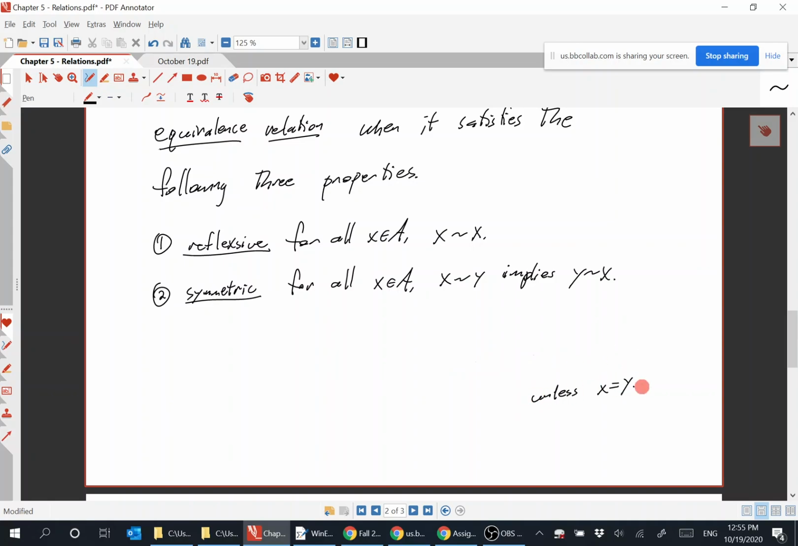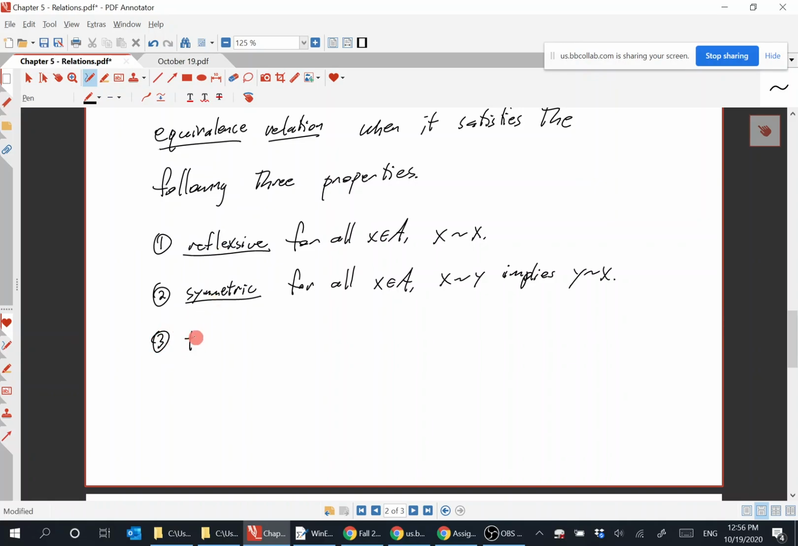Same thing with subsets. A is a subset of B does not imply B is a subset of A unless A and B are equal as sets. So the subset relation is not an equivalence relation. Equivalence relations are something different.